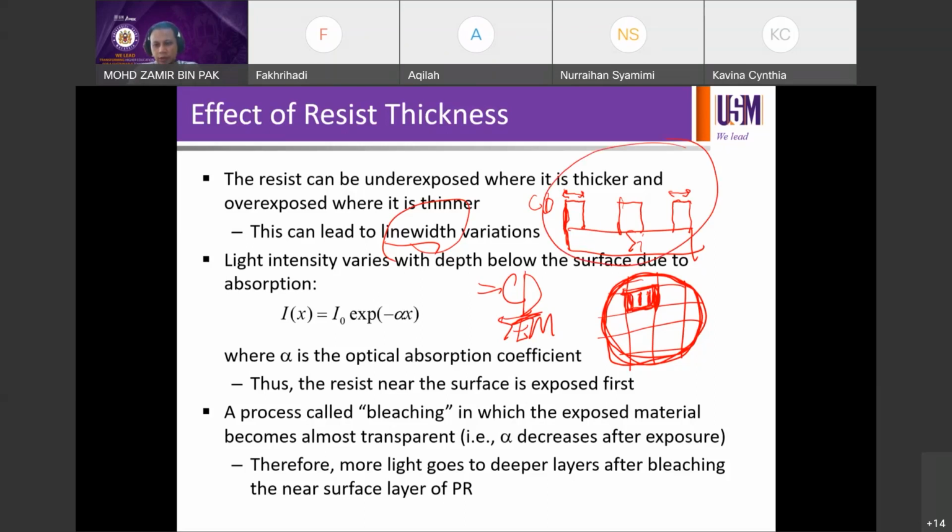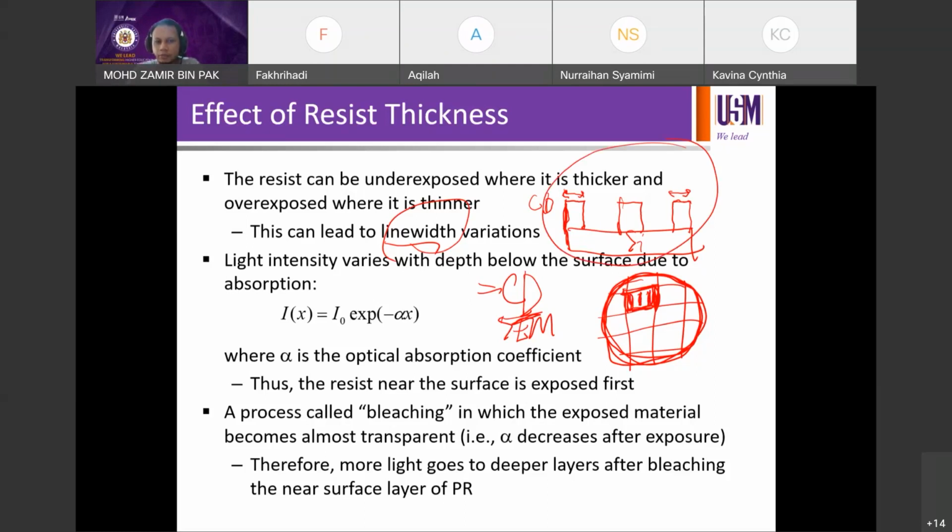Dua kat tepi, satu kat tengah. Actually ada billions of lines. So exaggerate just to illustrate the case. Okay, so bila you measure, then you'll probably see it could be in different trends.